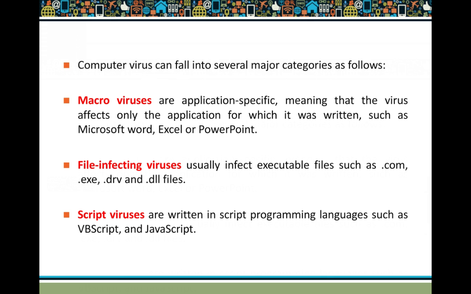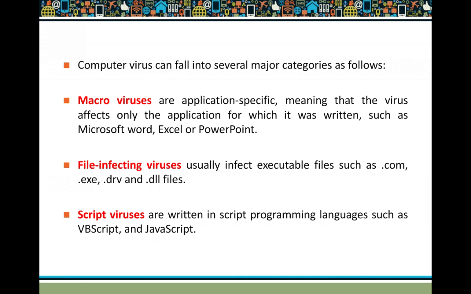Viruses can fall into different categories. One is the macro virus, second is the file infecting virus, and third is the script virus. As the name indicates, macro viruses are very small and application specific, meaning the virus affects only the particular application for which it was written, such as Word, Excel or PowerPoint. It attaches itself only to specific applications. It will be written in such a way that it has specific applications that it can attack and enter into.